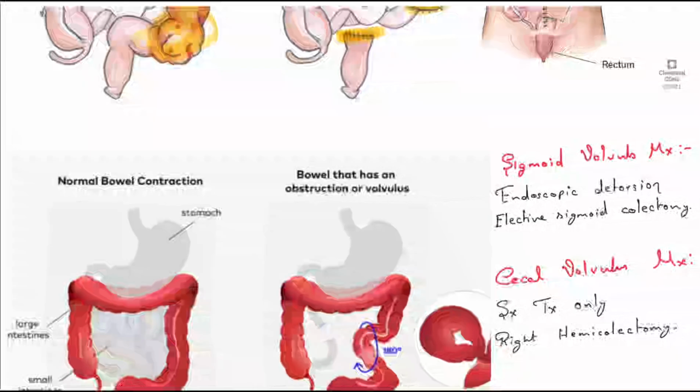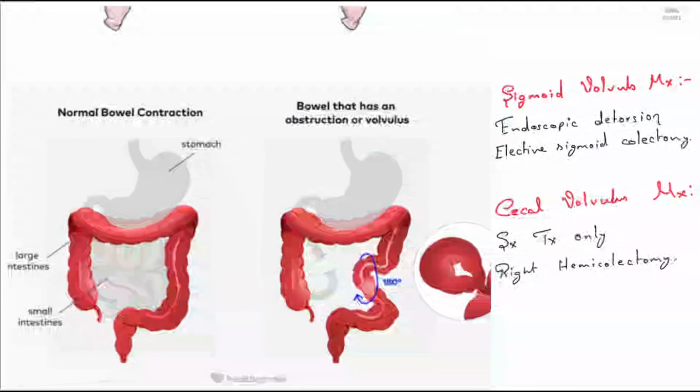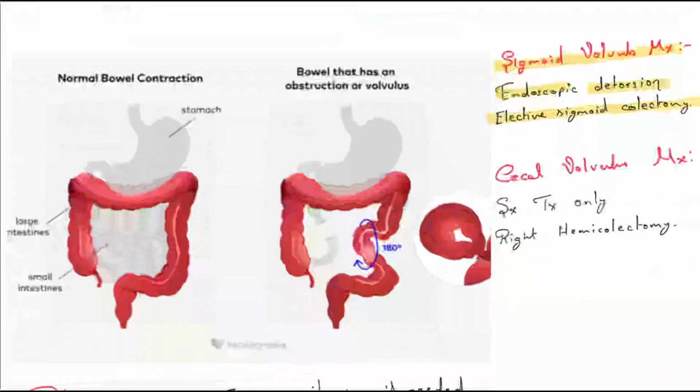This is the main surgery that helps for perforated colon cancer, severe diverticulitis, or emergency large bowel obstruction with sepsis. If the patient has volvulus, what do we have to do? We have two types of volvulus, sigmoid and cecal. In sigmoid volvulus, the initial management is endoscopic detorsion. Definitive management is elective sigmoid colectomy. Cecal volvulus needs surgical treatment only, right hemicolectomy, as it does not respond well to endoscopic decompression.